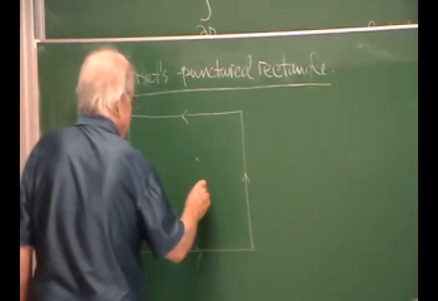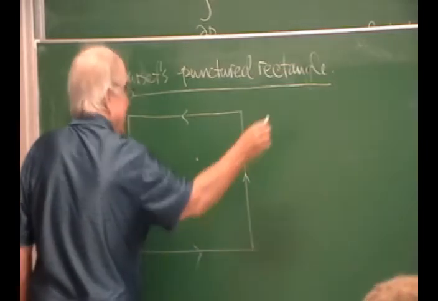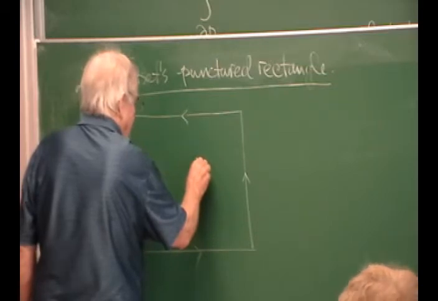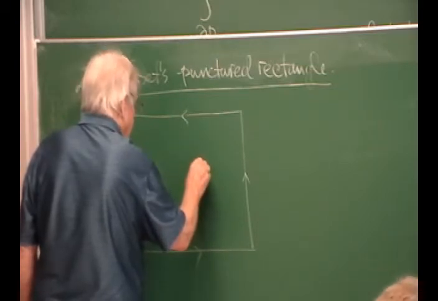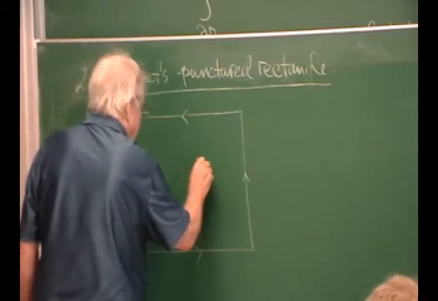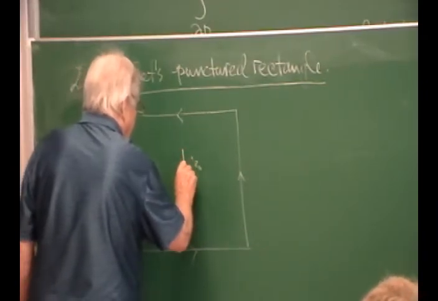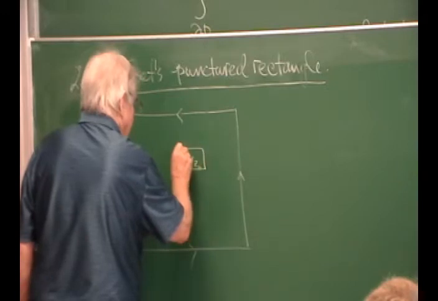I don't want to take Z0 because it was a point over here. Let's call this a point P. No, I don't want to call it a point P. I'll call it Z0 again. And now I take a small rectangle around that.